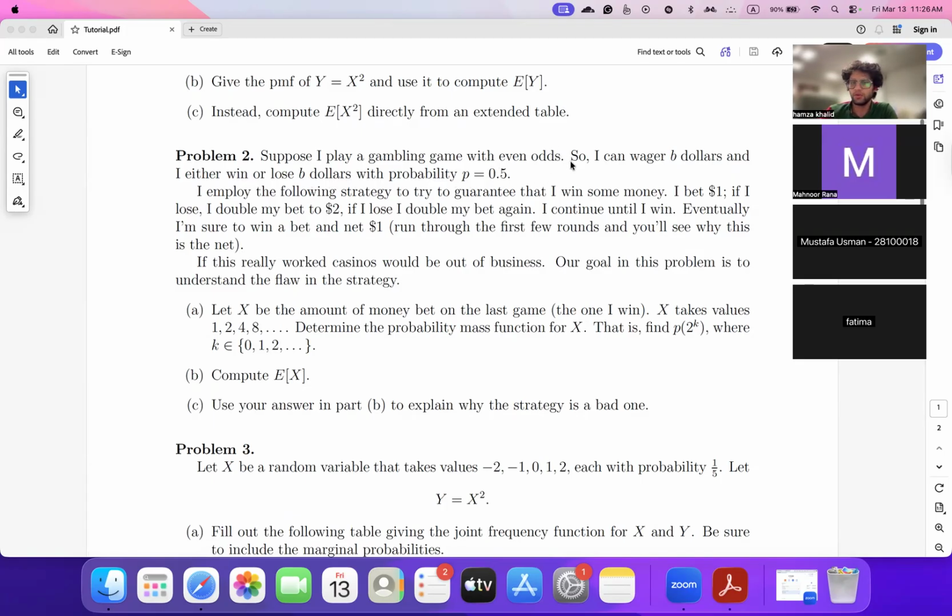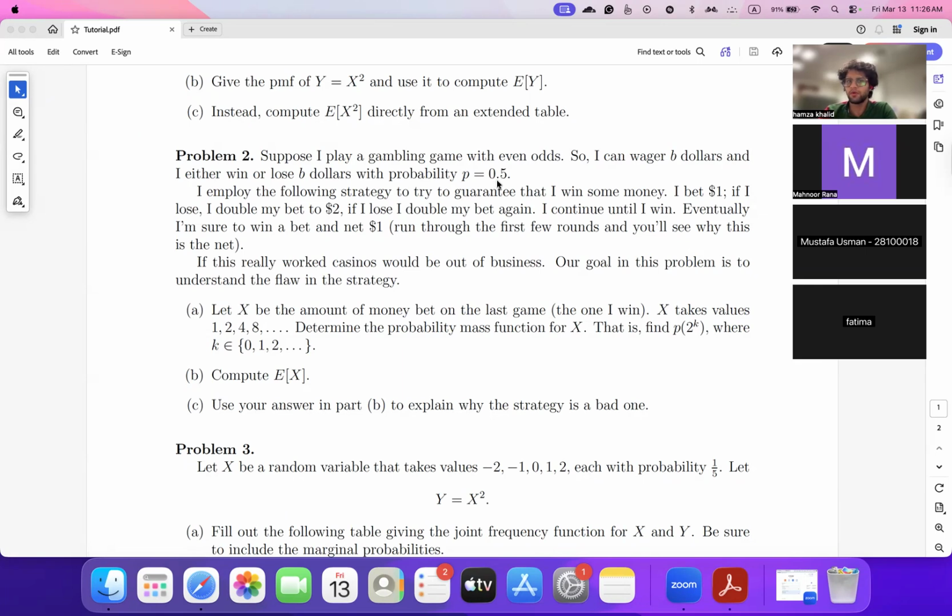So this is a fun one. Suppose I play a gambling game with even odds. I wager B dollars and I either win or lose B dollars with probability 0.5. So the idea is this. Let's say I go to a casino and I'm going to bet $1. If I win, then obviously I get $1 more, so I get $2, right? And I'm assuming that I will win half of the time.